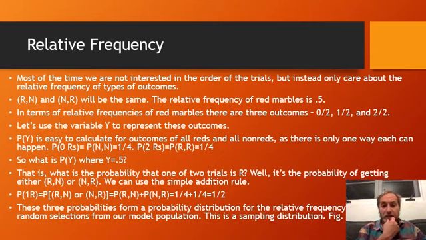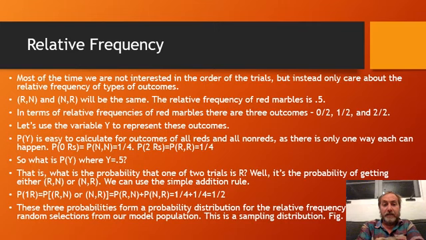Okay, on to the concept of relative frequency. So far we've been distinguishing the outcome Rn from Nr, right? But most of the time we're actually not going to be interested in the order that much. We instead only really care about the relative frequency of types of outcomes. And in terms of relative frequency, we can treat Rn and Nr as the same outcome, right?